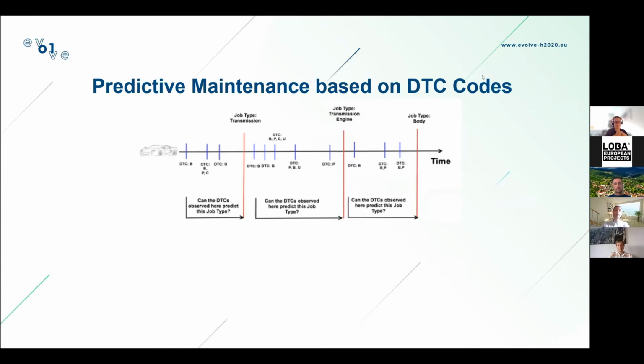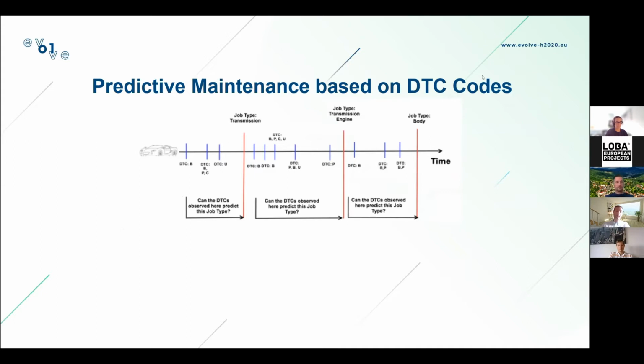I tried here to show a classical example of a vehicle that is driving through time and has different DTC codes appearing on the ECU of the vehicle, and at the same time has different job types that the vehicle has been treated with.